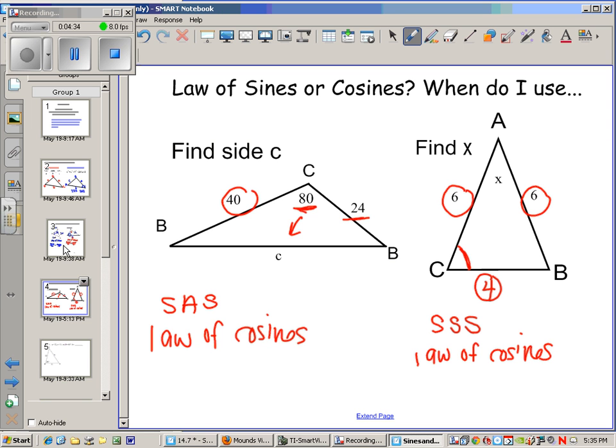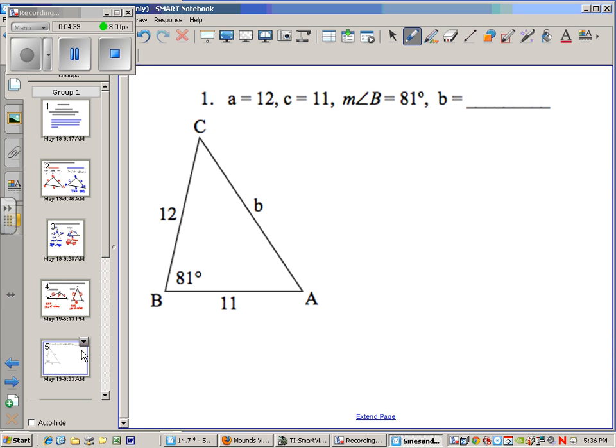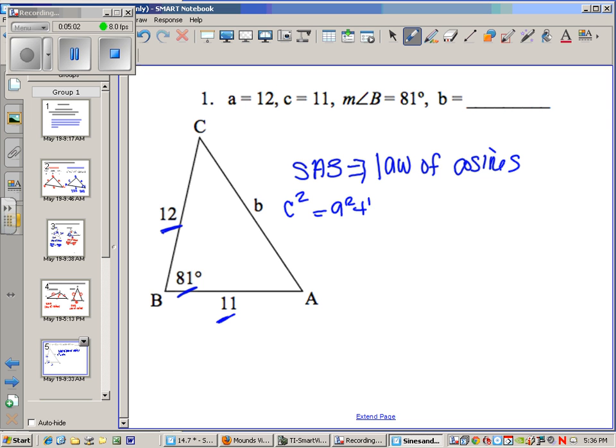All right, so let's start with an example that we're actually going to solve. I'm going to look at this picture, and I want to solve for side B. I have a side, an angle, and a side, so I should be thinking law of cosines. The law of cosines, again, is this long formula: c squared equals a squared plus b squared minus 2ab, excuse me, cosine of c.